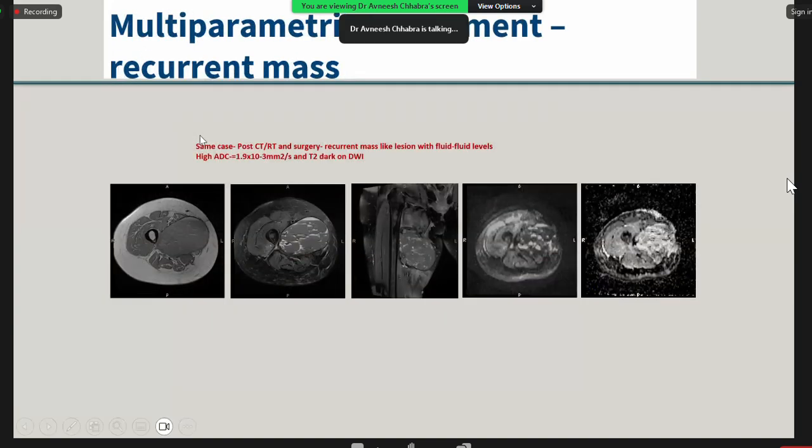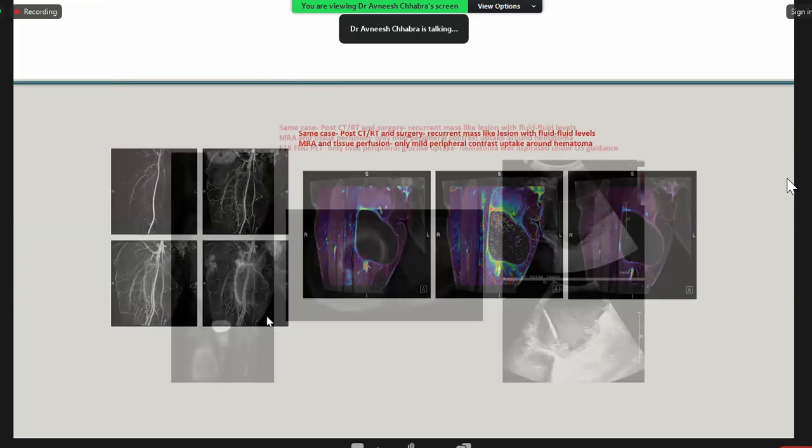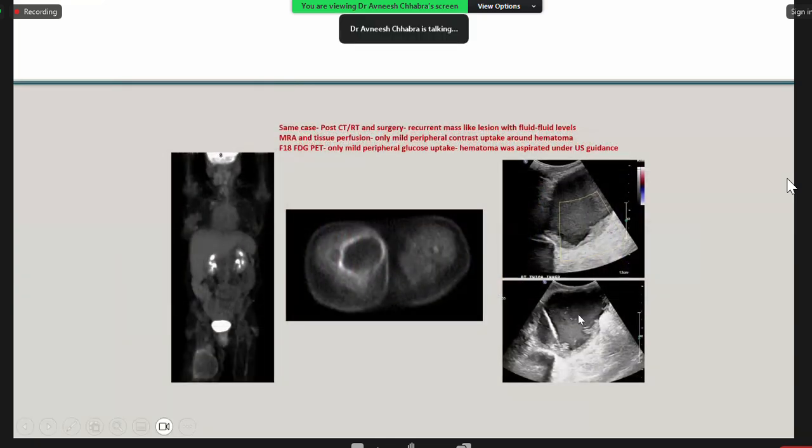And then they took it out and it came back in a month. What happened? Actually, they developed a hematoma, which is similar, but it's darker on diffusion and bright on ADC. It's the opposite of what you saw in the initial case. This was just a hematoma. You can see here peripheral enhancement. PET also was negative. We aspirated that.